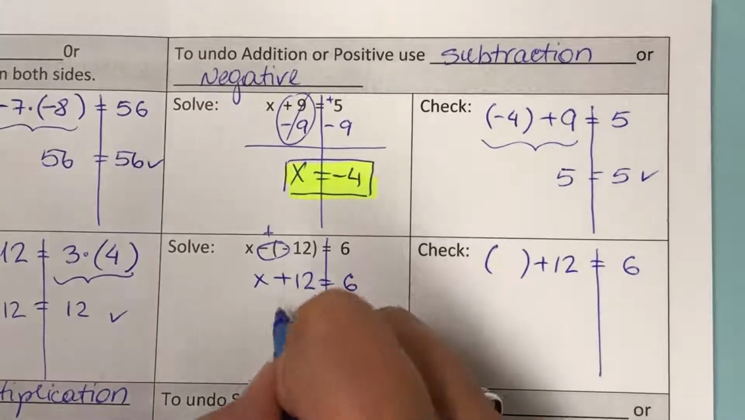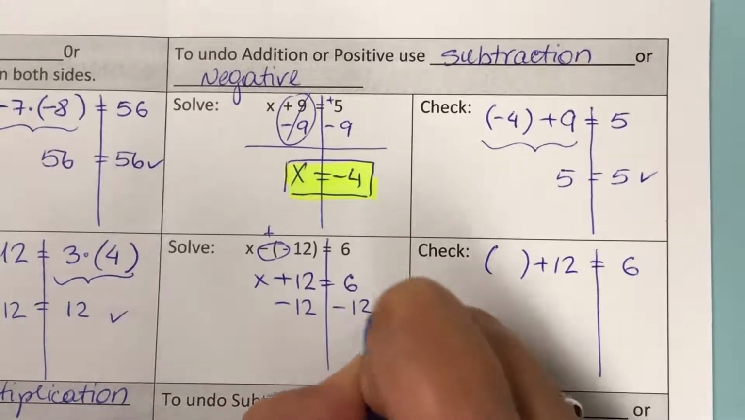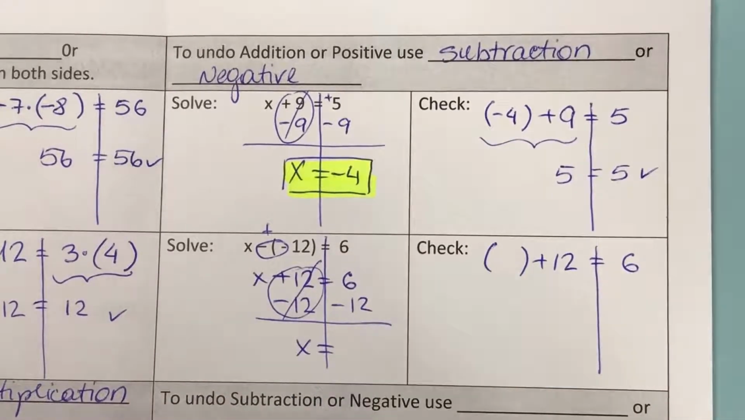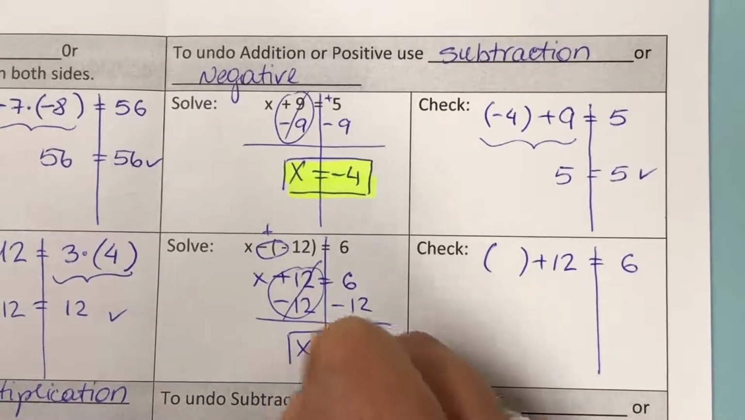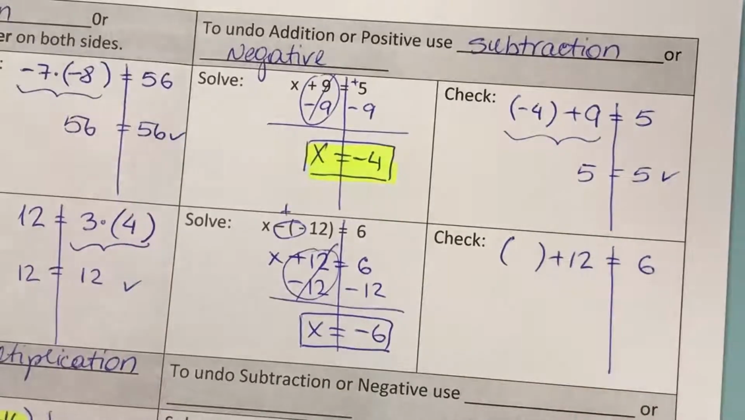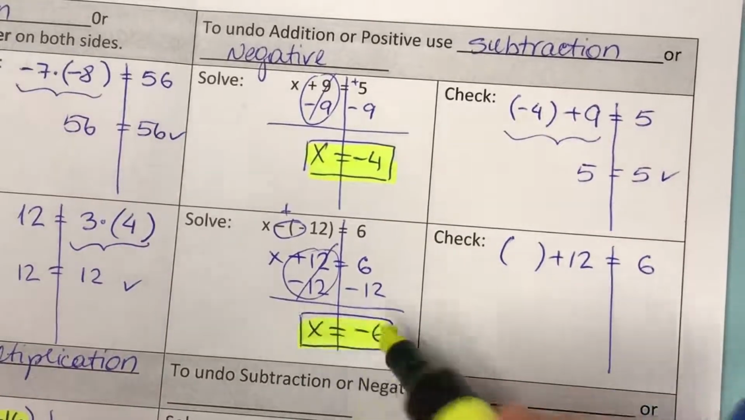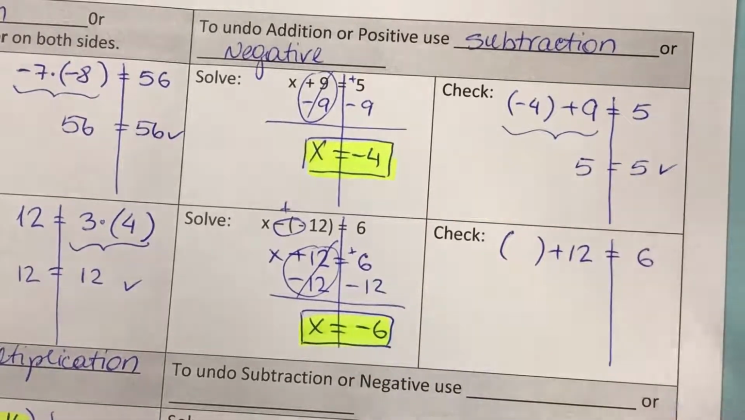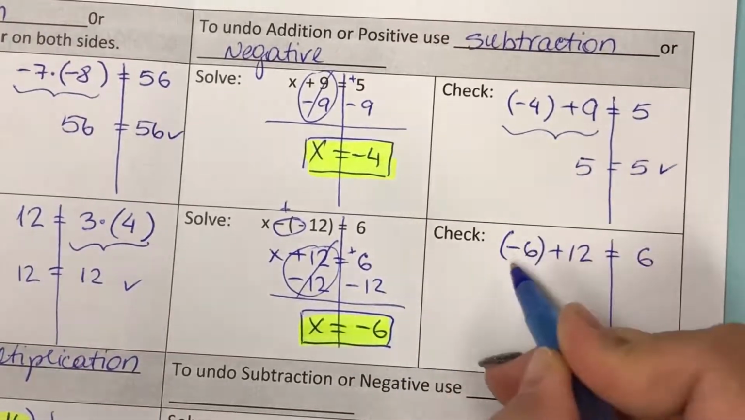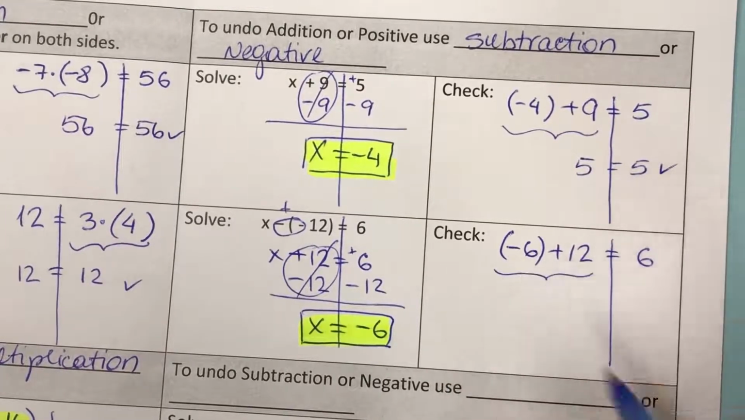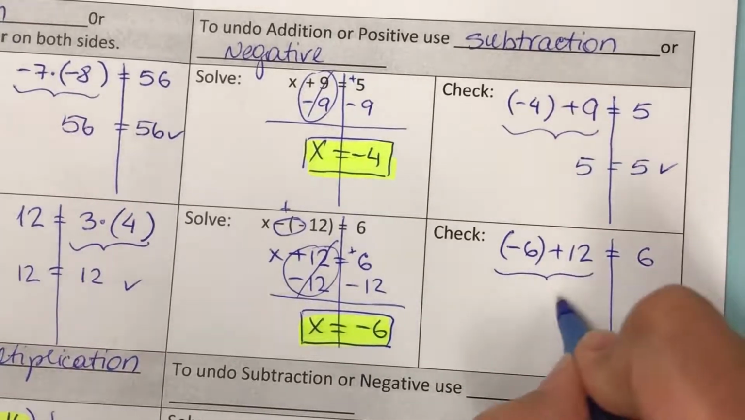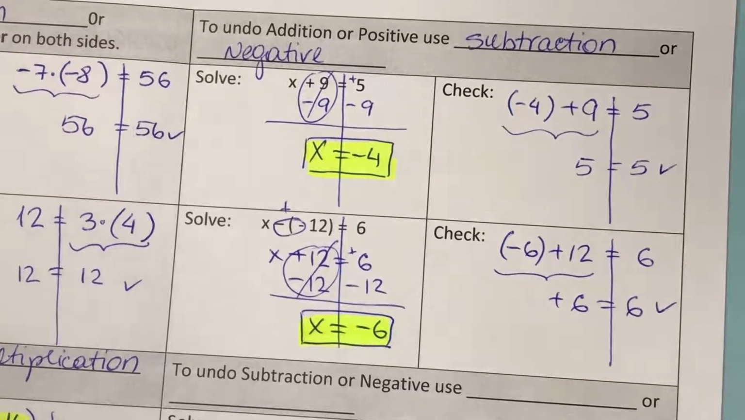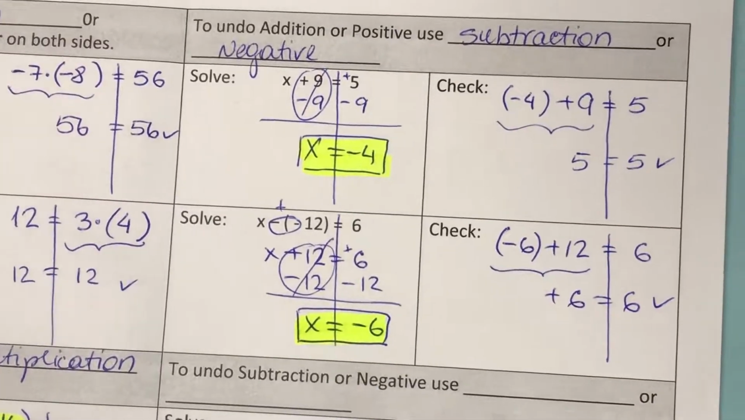Inverse operation of addition is subtraction, so that means you have to subtract 12 on both sides to create that 0 pair. X plus 0 equals x, and here is your -6, because 6 minus 12, we subtract the bigger number 12, 6 is positive, and then the solution is negative 6. To check, negative 6 plus 12, again subtract, sign of the bigger number is 6, so we have 6 equals 6, which works. The solution is negative 6.